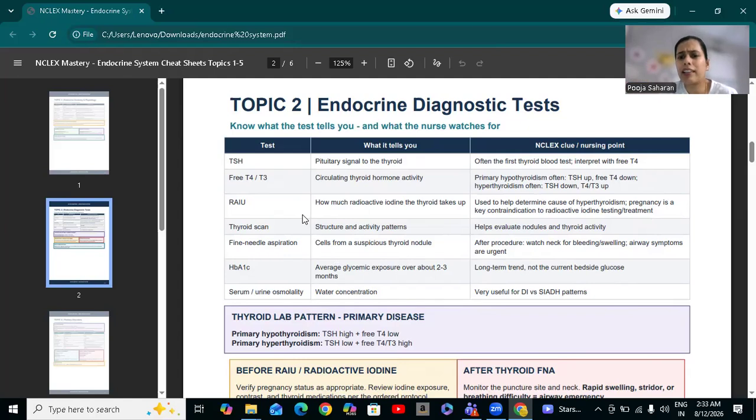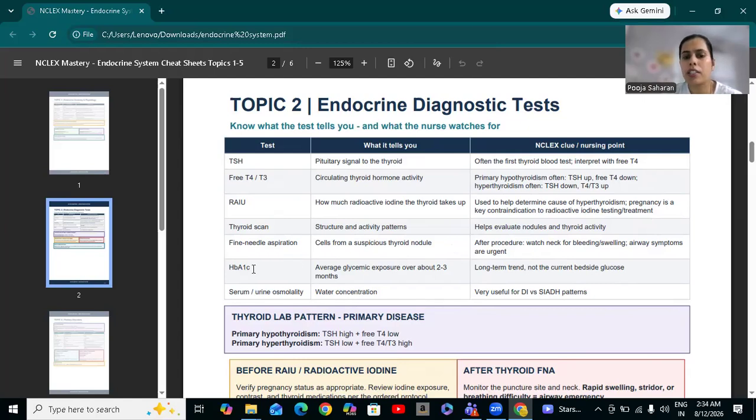Next, thyroid scan. We do a thyroid scan because only then will we come to know whether the patient has thyroid nodules or not. Fine needle aspiration. Why do we need it? Because of any tumor or any kind of protrusion. The important thing is post-procedure care: we need to watch the neck for bleeding or swelling. Most importantly, airway symptoms are urgent, and this is the priority whenever a person undergoes fine needle aspiration.